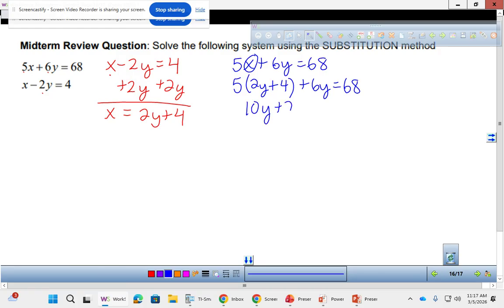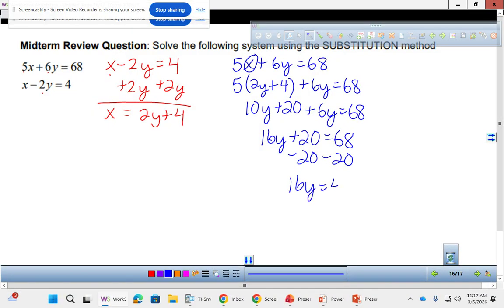So I am distributing my 5, I'm going to combine my like terms. 10y plus 6y is 16y. And if I subtract that 20, I get 16y equals 48. And if I divide by 16, I end up with y equals 3. A lot of times kids stop there, but the solution to a system is an x and a y. I always suggest going with equation 3, which is your newly created equation, but any of them will work.